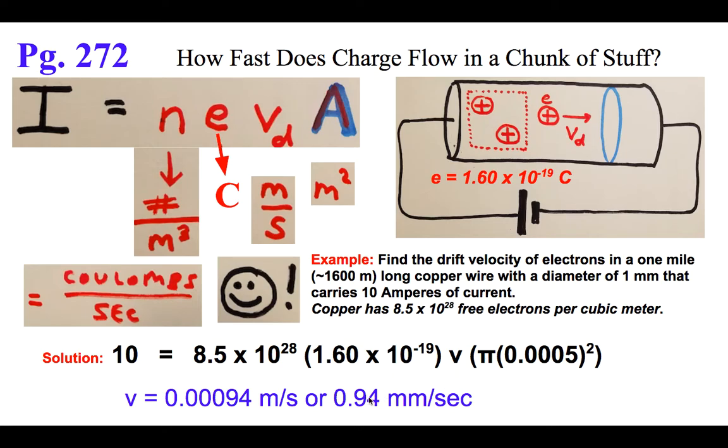So how can it be that that's so slow when the current is so high? That's a lot of charge. There's 10 coulombs going by every second. It's just because there are so many electrons. They don't have to move very fast for a great many of them to pass by as time goes by.